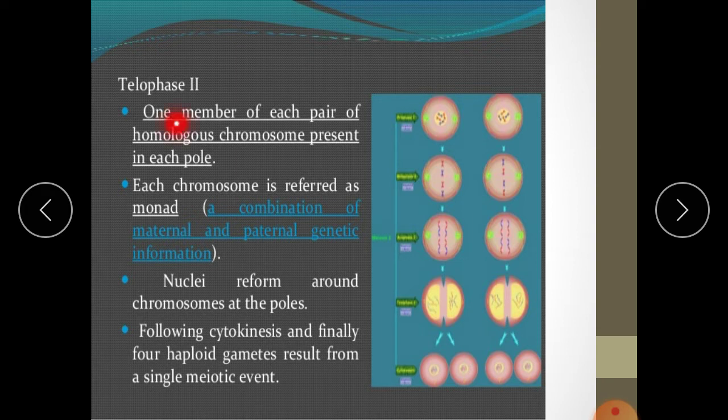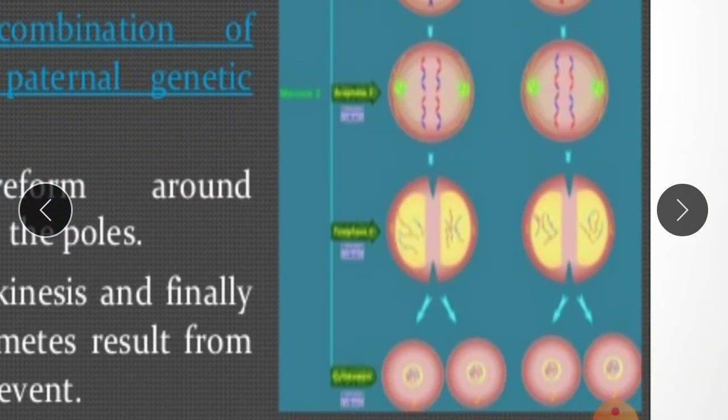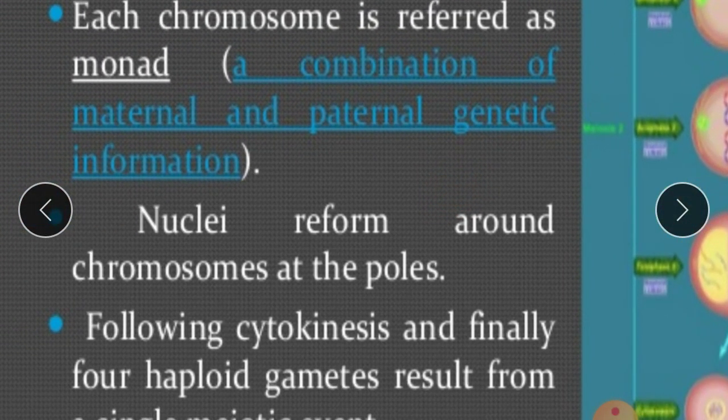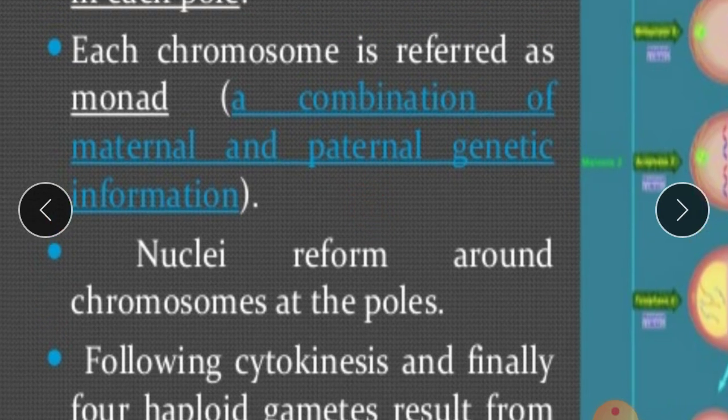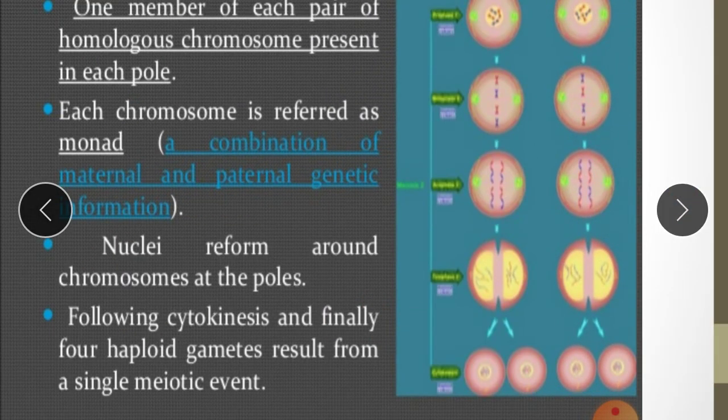Telophase II, one member of each pair of homologous chromosome is present in each pole. Each chromosome is referred to as monad because it has only one chromatid. Dyad become monad. A combination of maternal and paternal genetic information. So each monad is a combination of paternal as well as maternal genes.